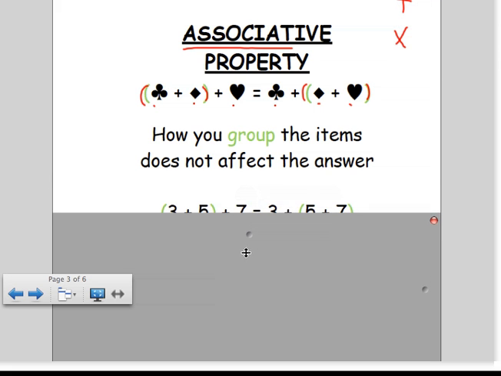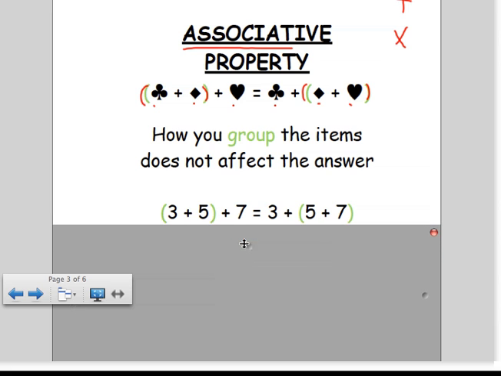So if I look at an example for addition, you see 3 plus 5 plus 7 equals 3 plus 5 plus 7. The numbers are in the exact same order, so I haven't changed them using the commutative property. The only thing that's different is how they've been grouped. And the answer should still be the same.